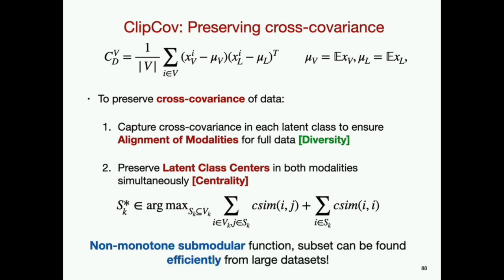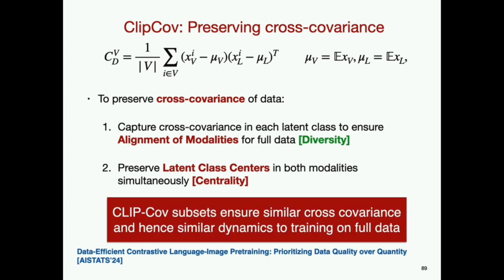And again, this is a set function. In this case, it's a non-monotone submodular function. But again, because it's submodular, we can efficiently find this from large data sets. And in our paper, we have a formal guarantee showing that this method, which is called CLIPCOV, because it preserves the cross-covariance, ensures similar cross-covariance and hence ensures similar training dynamics to training on the full data. So again, you can see how this ensures that you have similar gradient to training on the full data.